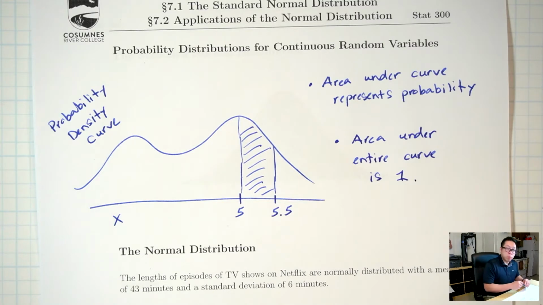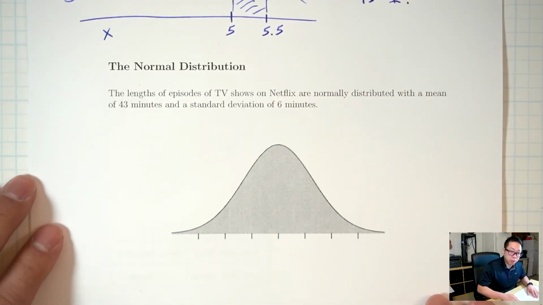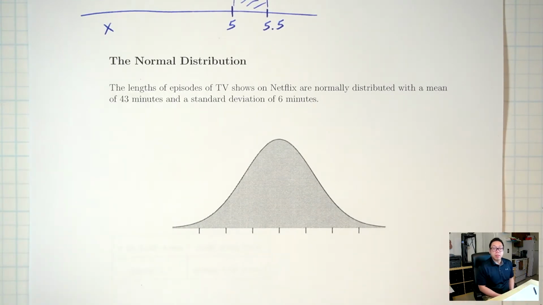In this chapter, we're going to focus on one special probability density curve, and that's this curve. This is a curve that we've seen before in Unit 1 when we talked about the empirical rule. Right, so let's remind ourselves what the empirical rule says. The lengths of episodes of TV shows on Netflix are normally distributed with a mean of 43 minutes and a standard deviation of 6 minutes.